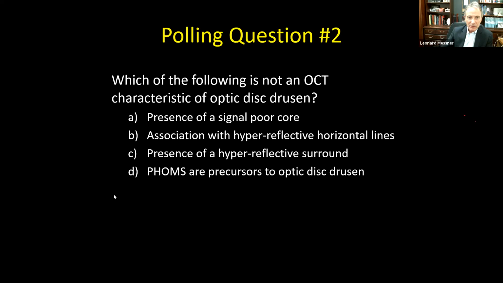Great. Len, as we're talking about this, a question did come into the chat room. What causes progressive thinning exposed in the drusen?